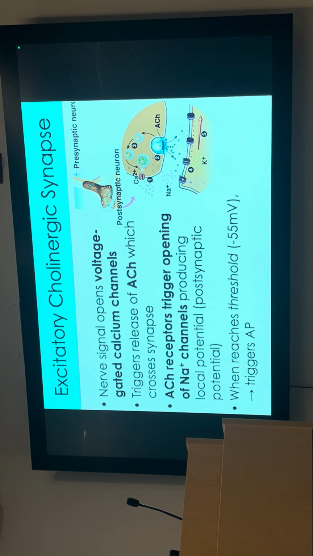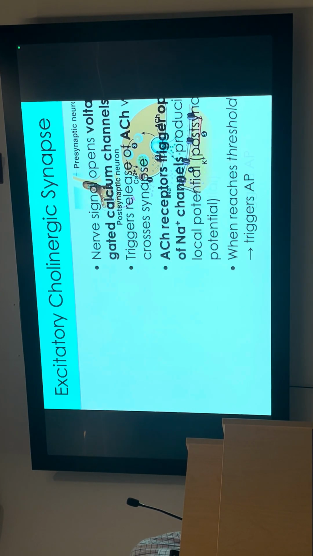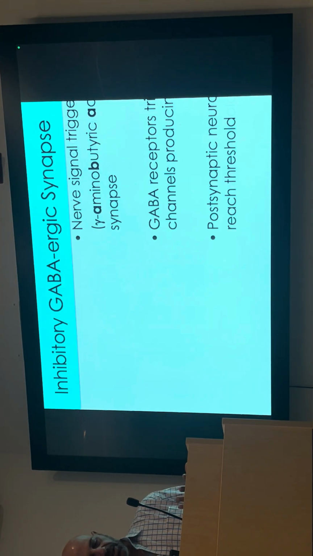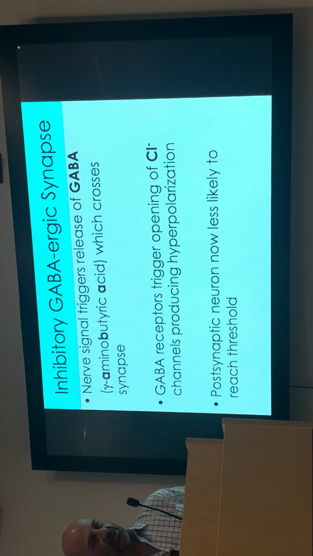Binding to a receptor directly opens ligand-gated ion channels. We get that depolarization, repolarization. Let's look at another. Let's look at an example of an inhibitory synapse. This one uses a neurotransmitter called GABA. It's a modified amino acid, gamma-aminobutyric acid. Don't worry about it. It's just called GABA. Very common neurotransmitter in the brain.